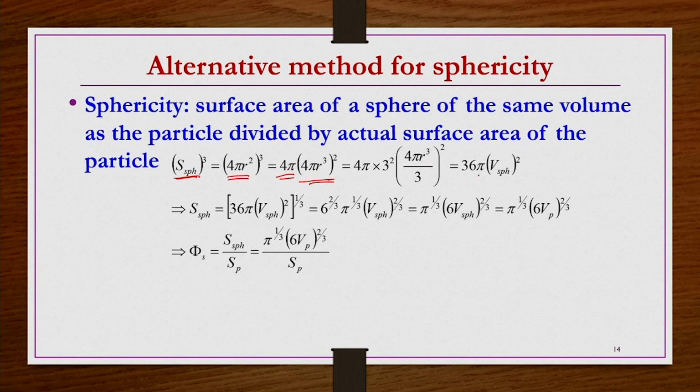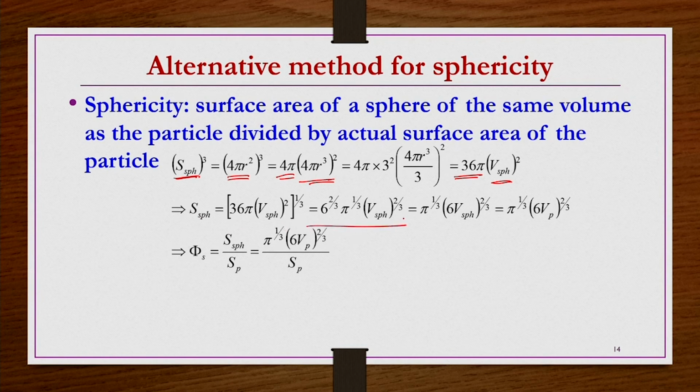So, this 9 into 4 is 36 pi, and then 4 pi r cube by 3 is nothing but the volume of a spherical particle of size r, that is what we get: 36 pi V spherical whole square, right. So, you take the cube root on both sides, then you have S spherical equals 36 pi V spherical square whole power 1 by 3.